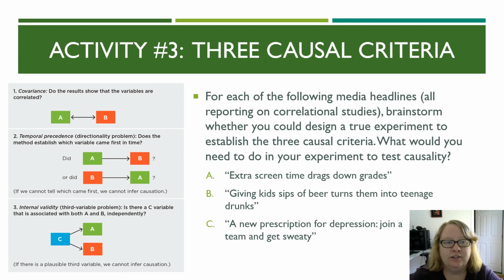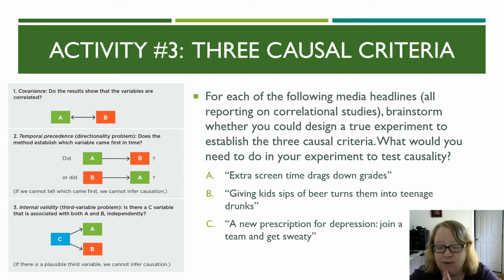All right, and here's our third activity, looking at these three causal criteria. So this is our third activity for this module. I have the graph reproduced here for easy reference, but for each of the following media headlines that are all reporting on correlational studies, but the headline doesn't sound like it's correlational, brainstorm whether you could design a true experiment to establish the three criteria for causality. What would you need to do in your experiment to test causality?